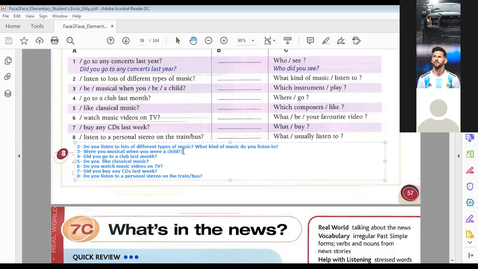Do we want to talk about the past or the present? Did you play? Number three. You need the verb to be. No, we are talking about the past, so if the first part is in the past, the second will be in the past. Which instrument did you play? Correct.